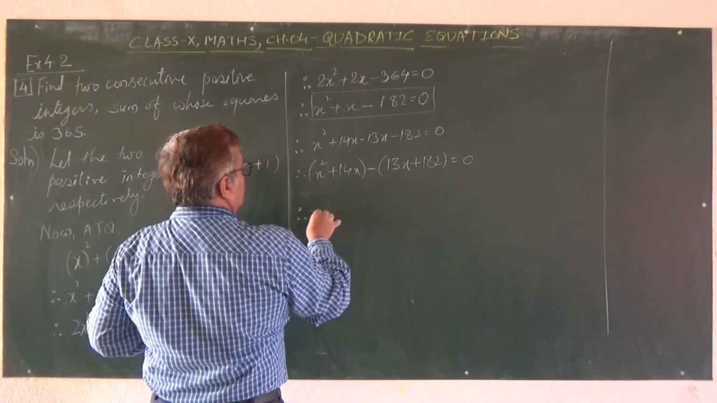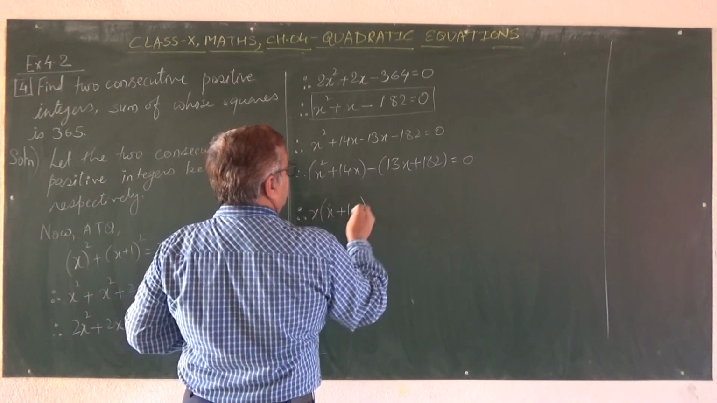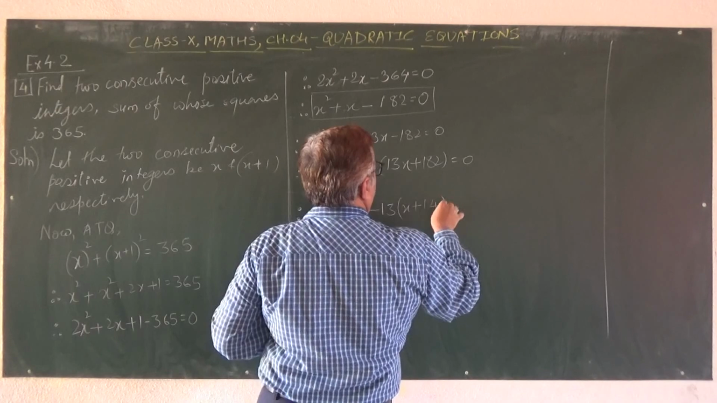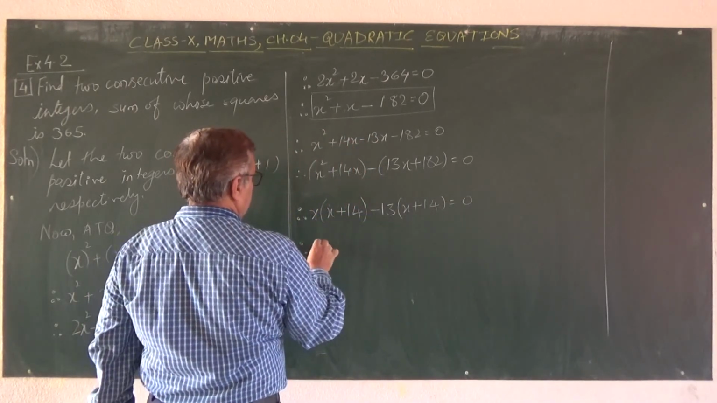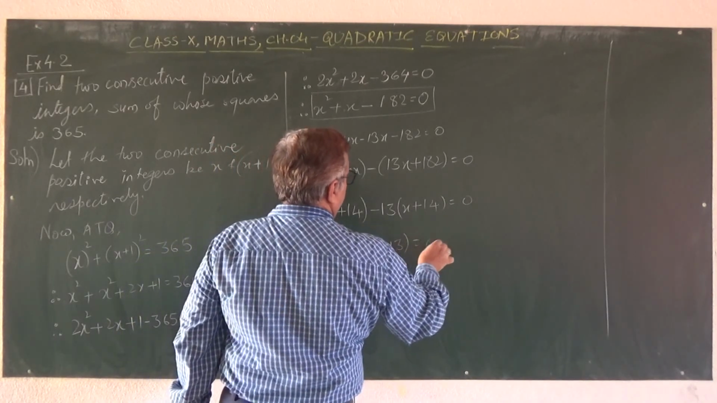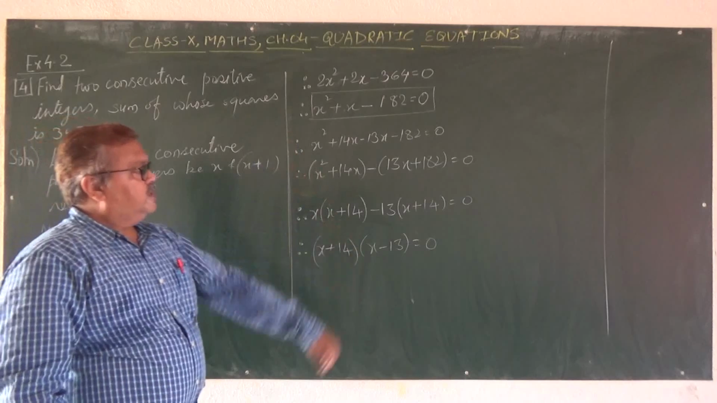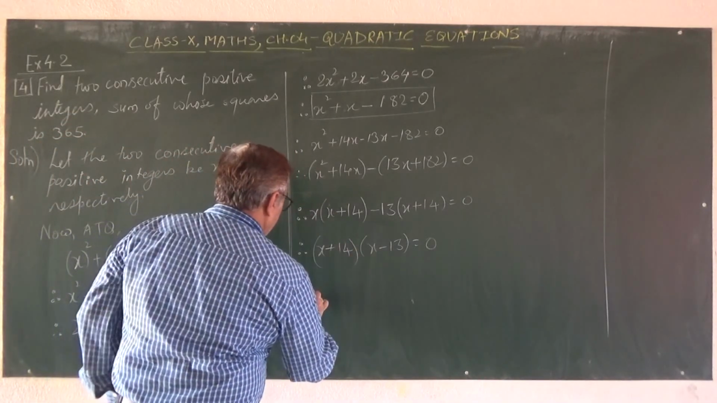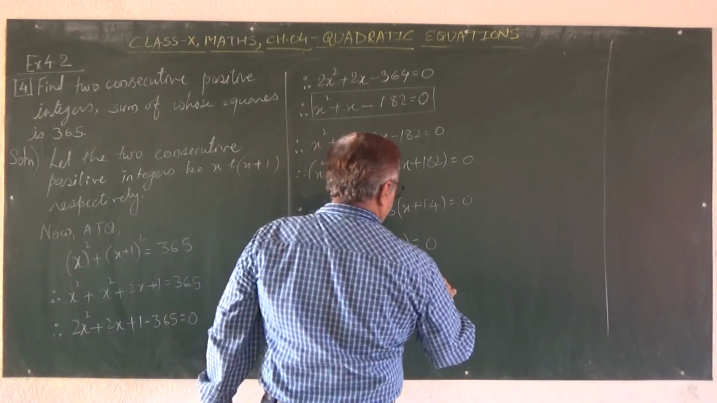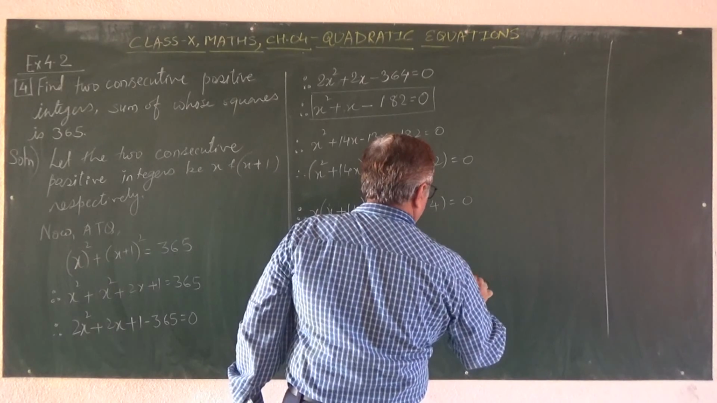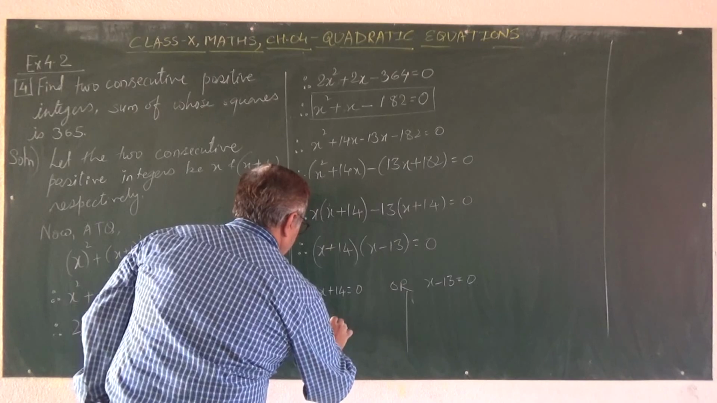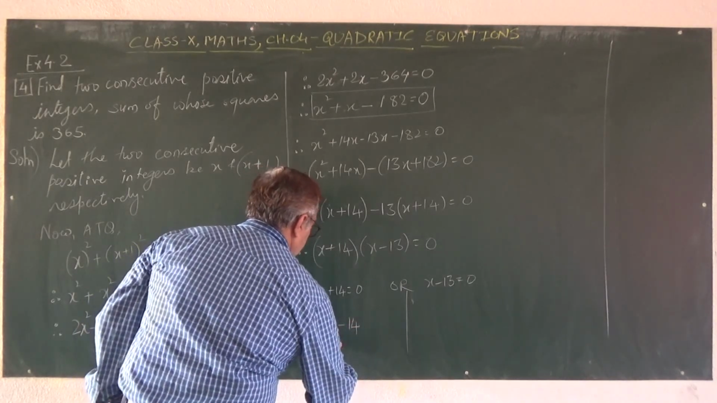Let us see, x common, so x plus 14. Therefore x plus 14 and the second bracket x minus 13 are the factors of x square plus x minus 182. So therefore x plus 14 is equal to 0 or x minus 13 is equal to 0. So therefore x is equal to minus 14.